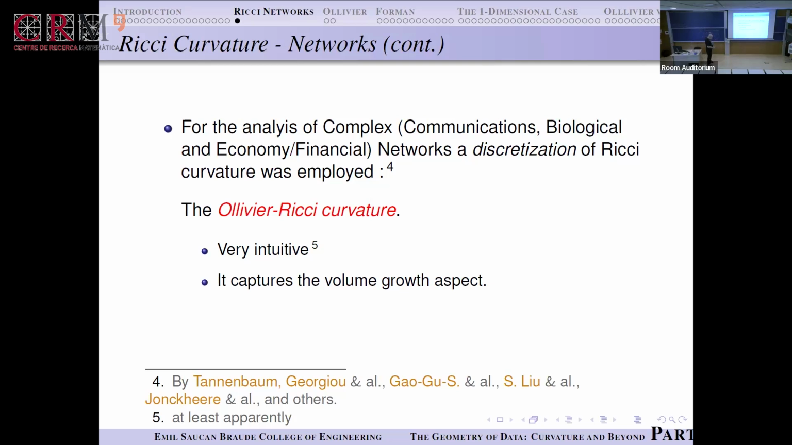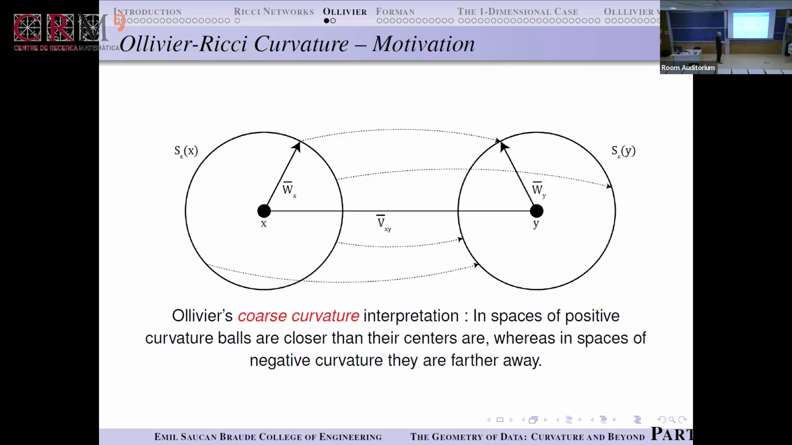Okay, so why do people think it's intuitive? Because of this drawing. This is Olivier's stuff, who says that if you have two balls, so okay, this is a drawing. I'm writing balls, but what I draw is circles or spheres. So this is classical Euclidean geometry. You have two balls, they have a distance between them, and the distance between pairs of points on the spheres is the same as the distance between the centers.